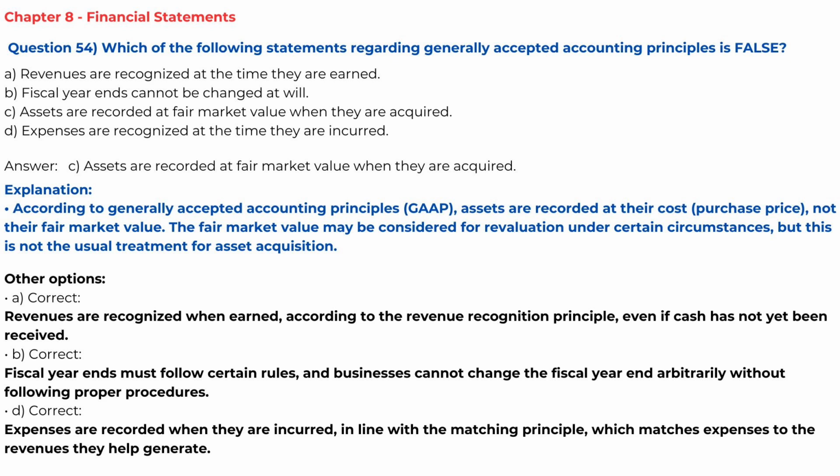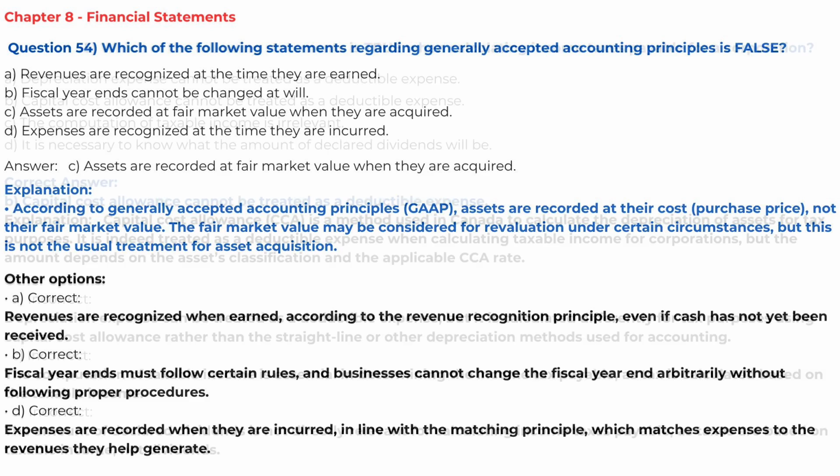Other options: A, correct. Revenues are recognized when earned, according to the revenue recognition principle, even if cash has not yet been received. B, correct. Fiscal year ends must follow certain rules, and businesses cannot change the fiscal year end arbitrarily without following proper procedures. D, correct. Expenses are recorded when they are incurred, in line with the matching principle, which matches expenses to the revenues they help generate.